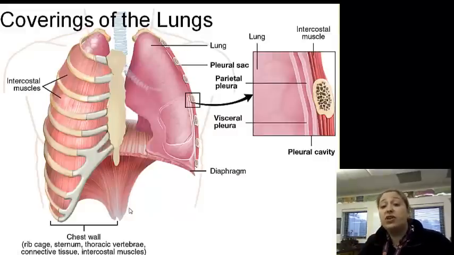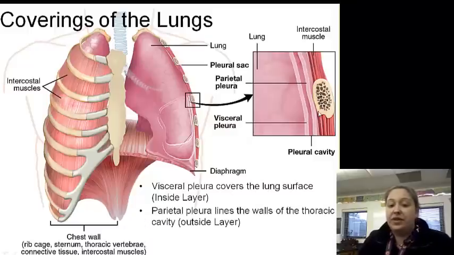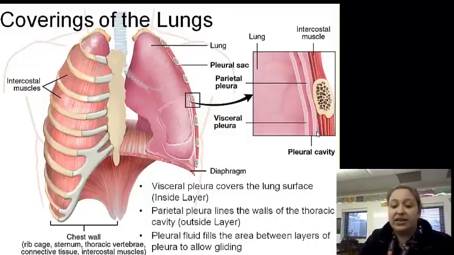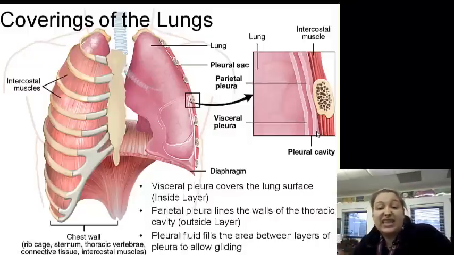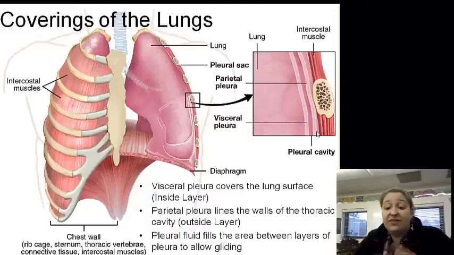And when we talk about the coverings of the lungs, they have an inner layer and an outer layer. This inner layer is known as the visceral pleura. It covers the lung itself. The parietal pleura is the outside layer that touches the thoracic cavity. And in between is pleural fluid that fills the space between the layers, allowing them to glide past each other.